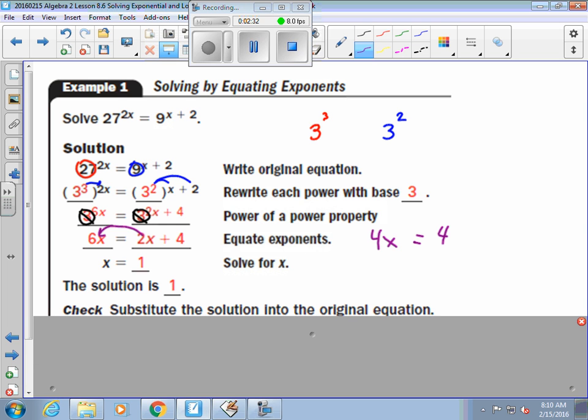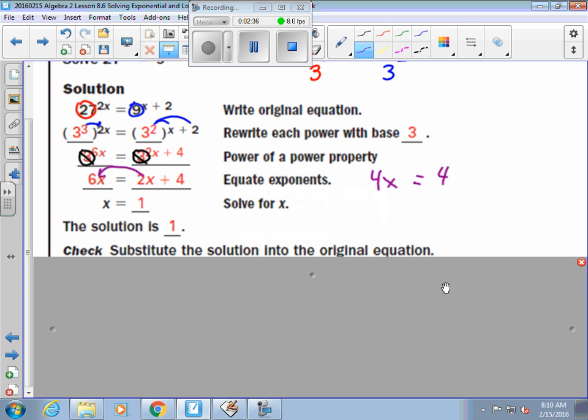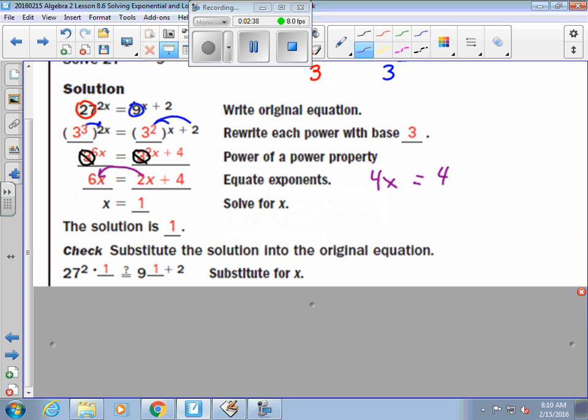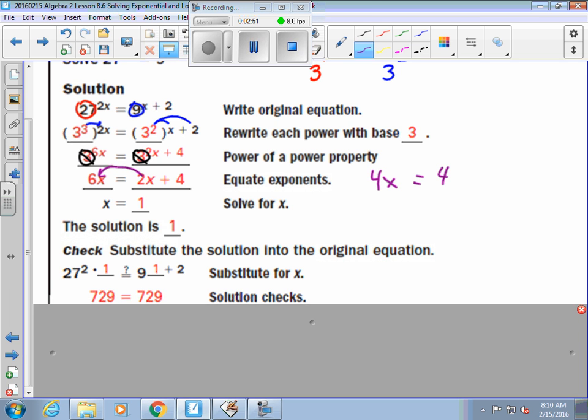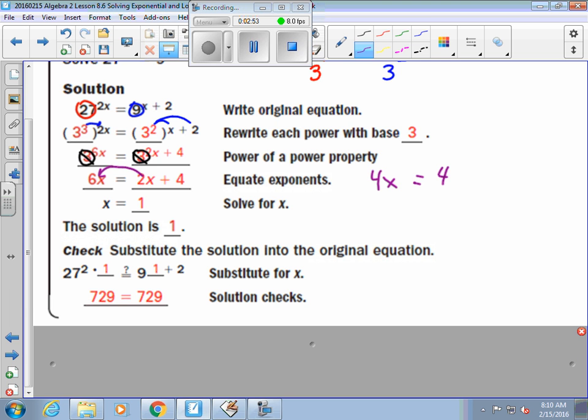So then it says to check it to see if 1 is correct. So just plug in 1 where x's value is. Instead of 27 to the 2x, it's 27 to the 2 times 1. And instead of 9 to the x plus 2, it's 9 to the 1 plus 2. So 2 times 1 is 2. 27 squared is 729. And 9 to the third power is also 729. So 729 is equal to 729.